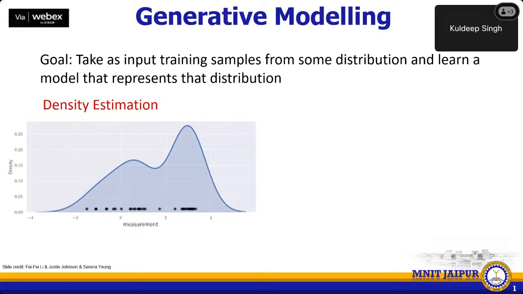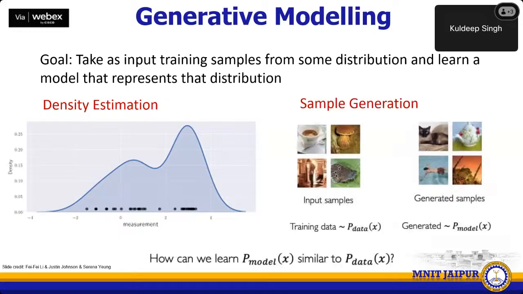So basically, we have training data generated from some distribution P data. These input samples, which are training data, follow a distribution P data. And from this, we want to learn a model, which is P model. And what's the condition here? This P model is very similar to this P data. So that's the whole objective of these generative models.